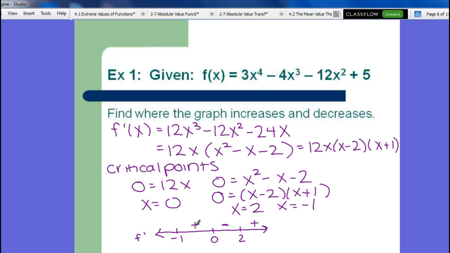Okay, plug in negative 2. That makes this negative. That makes this negative. That makes this negative. 3 negatives stay negative.